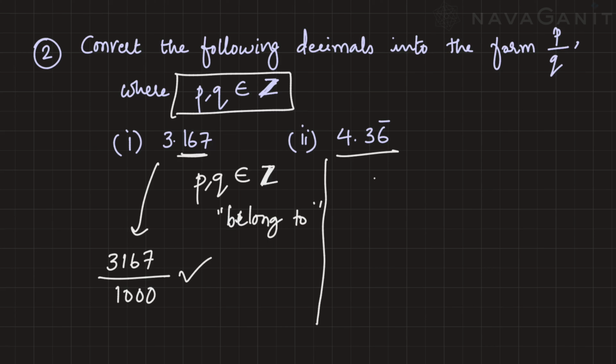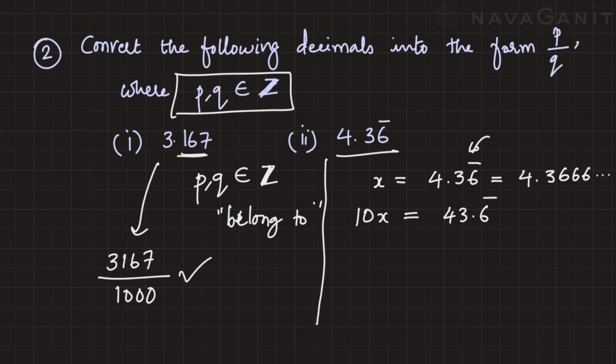4.36 bar. So what do I do? I just assume that x is 4.36 bar. Notice that the bar symbol is there only for 6, so only 6 is repeating, and so on. The periodicity is 1 because the repeating block is just one digit. So if it is just one digit, I multiply it by 10. So 10x would be 43.6 bar, and x is 4.36 bar.